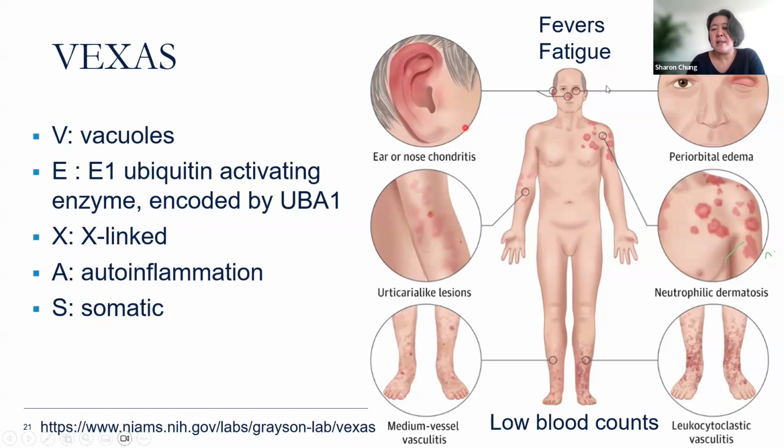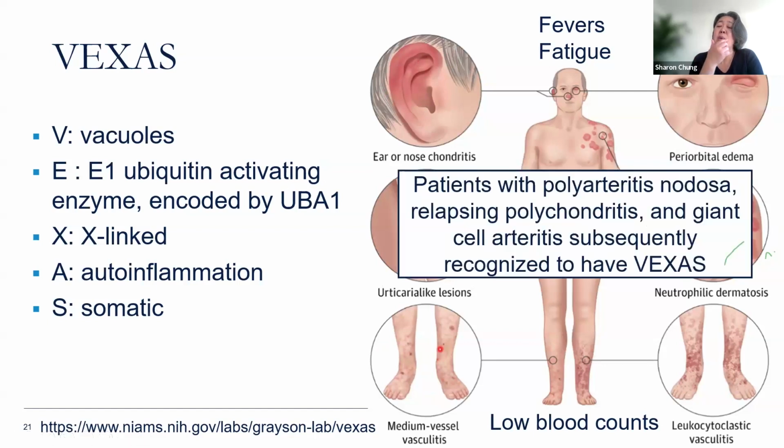So patients with VEXAS have fevers and fatigue and low blood cell counts. They can have inflammation of the ear and inflammation of the eye. They can have particular different types of skin lesions, including medium vessel vasculitis of the skin. Patients with polyarteritis nodosa, which is a medium vessel vasculitis, relapsing polychondritis, which is a process that involves the ear and the big blood vessels in the body, and giant cell arteritis have subsequently been recognized to have VEXAS.